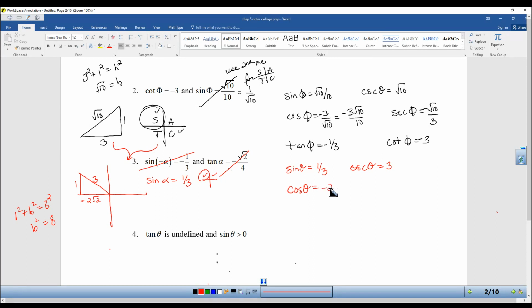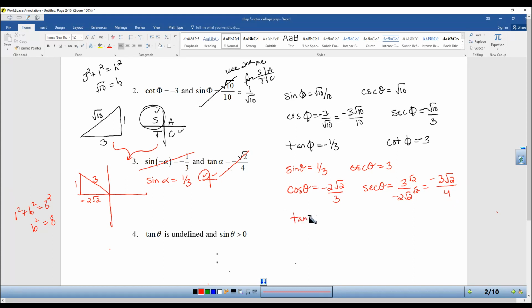And then cosine is going to be adjacent over hypotenuse, and secant is going to be hypotenuse over adjacent. You do need to rationalize that denominator by multiplying the top and the bottom by the square root of 2. And I actually will move the negative to the top as well. 3 square roots of 2 over 4.